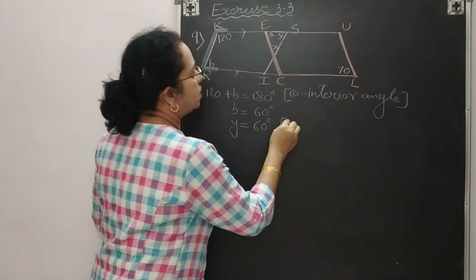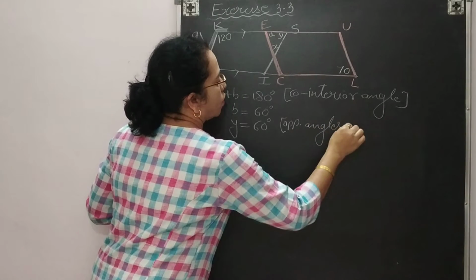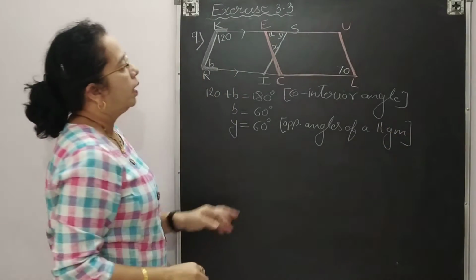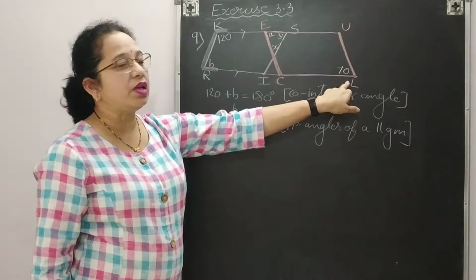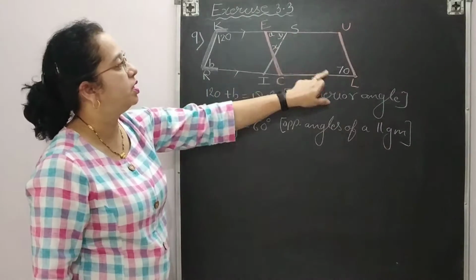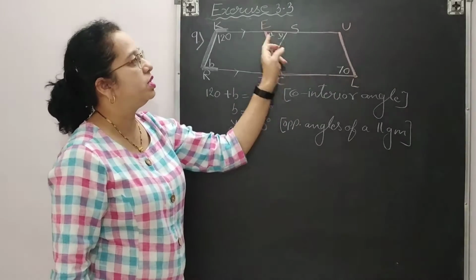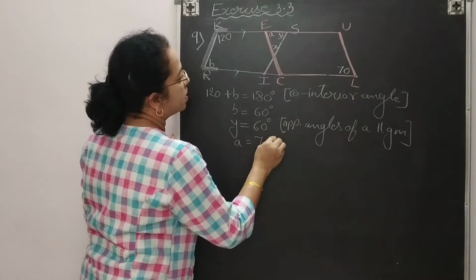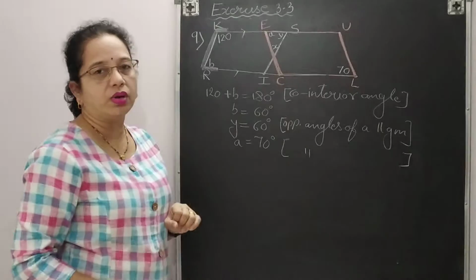Again we will write down the reason: opposite angles of a parallelogram. Now come to this CLUE, this pink color parallelogram. Here it is given 70 degree. So what will be the measure of angle A? This is also 70 degree, because this pink color is also a parallelogram and opposite angles are equal. We can write down A is equal to 70 degree. The reason is the same, opposite angles of a parallelogram.